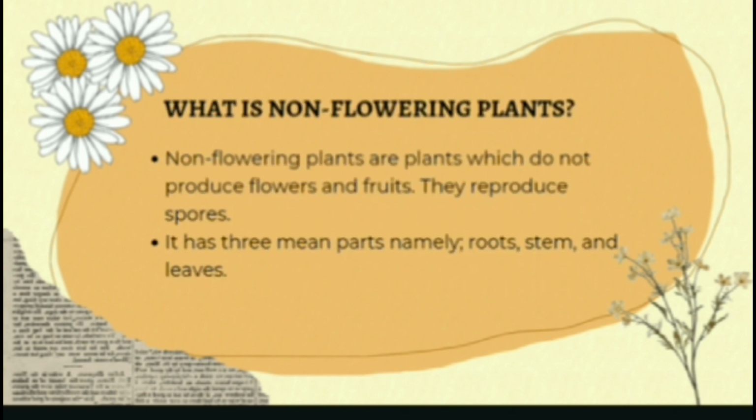What are non-flowering plants? So non-flowering plants are plants which do not produce flowers and fruits. Instead, they reproduce by spores. And they have three main parts, namely roots, stem, and leaves.